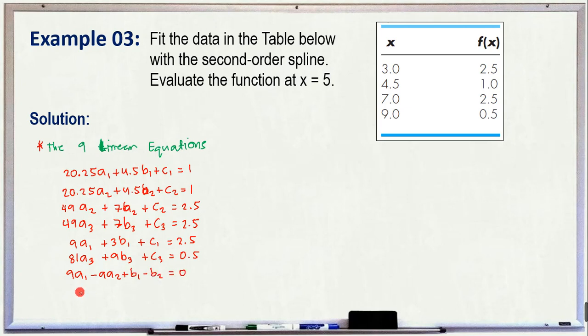And then, next, so we have 14 A2 minus 14 A3 plus B2 minus B3 equals 0. And the last one is A1 equals 0.